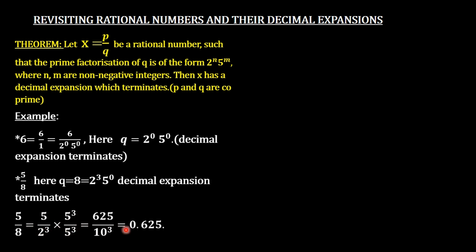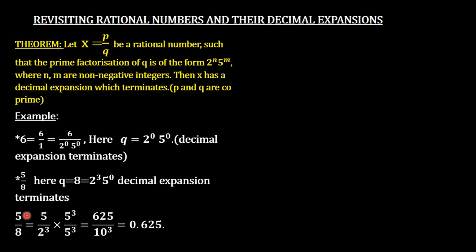Why we have to do this? We want to get some tens multiple in the denominator. So here we are multiplying 5 cube because we have here 2 cube. In order to get 10 cube, we are multiplying here the 5 cube. Then 625, that is 5 raised to 4, 625 divided by 10 cube, which is equal to 0.625. Okay, so it has a terminating decimal expansion.